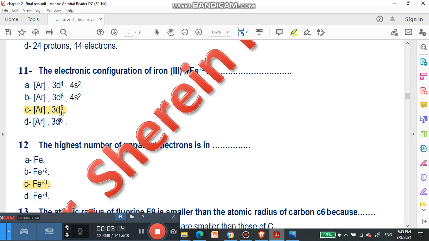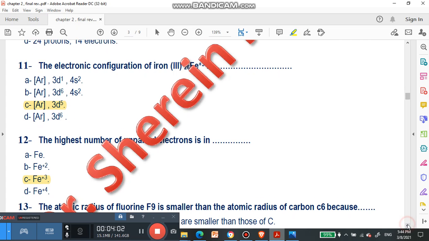Okay, we are going to lose 3 electrons. We are going to make an ion. This is the normal electronic configuration. If we lose 3 electrons, 1 electron will be removed from the d orbitals after removing 2 electrons from what? From 4s2. So the ion of iron, I think it's a very important question, you must fix it. Okay, argon, followed by 3d5. Okay, let's go into question number 12.